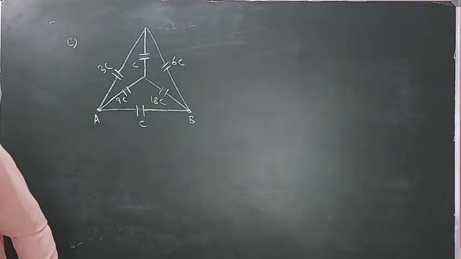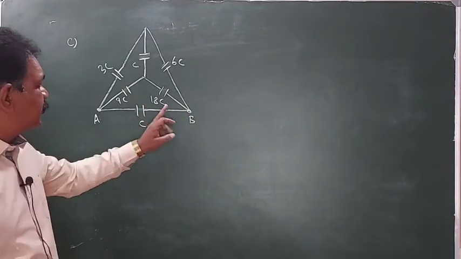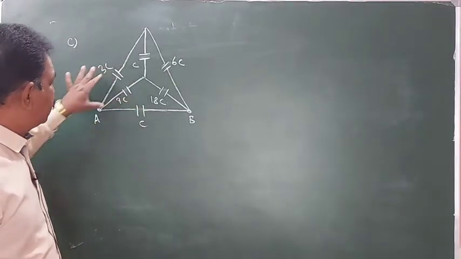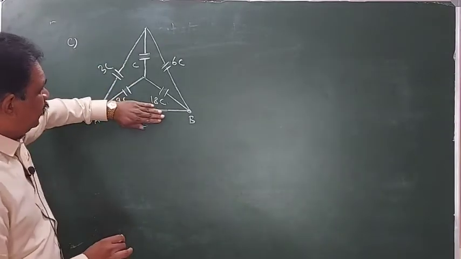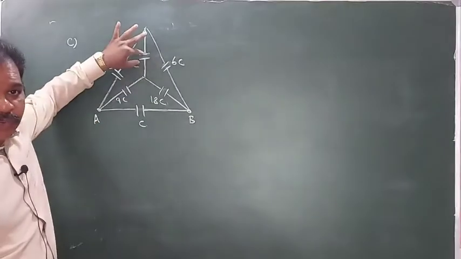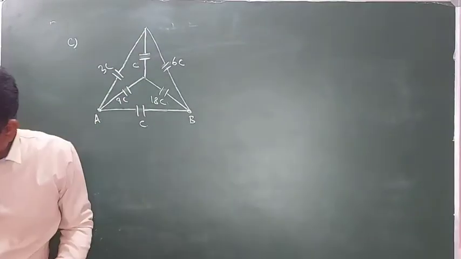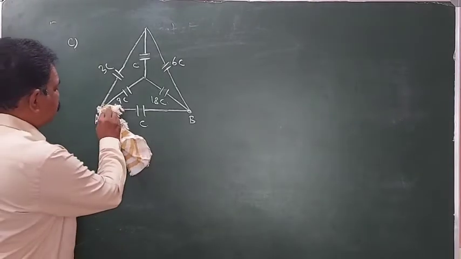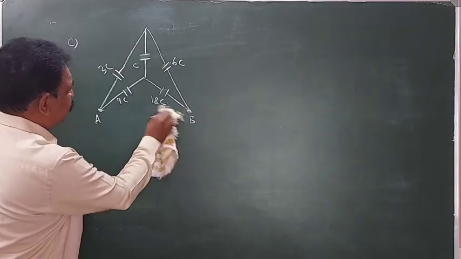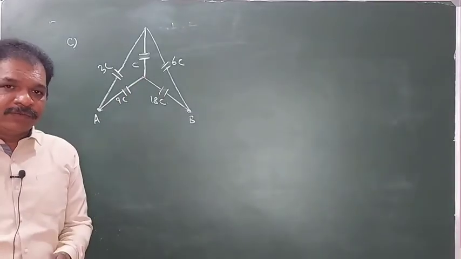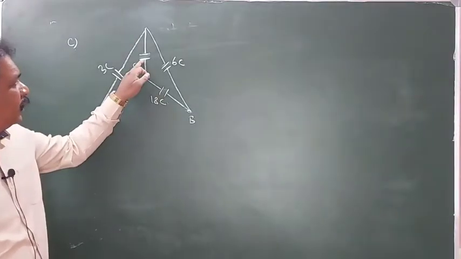What is the effective capacitance between A and B? This is the question. You observe this part. You just leave this one. If you observe, this will be a Wheatstone bridge circuit. If this is not there, this will be what? Wheatstone bridge circuit. Understanding? So we can remove this.